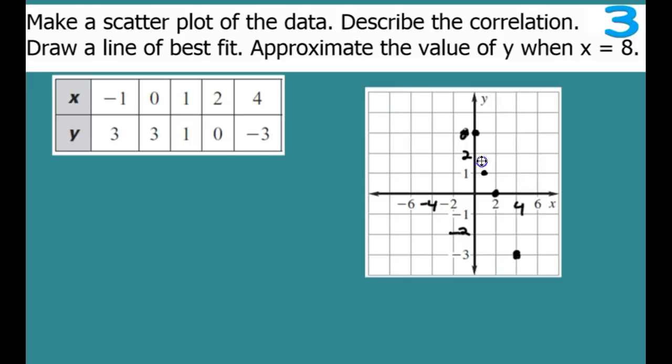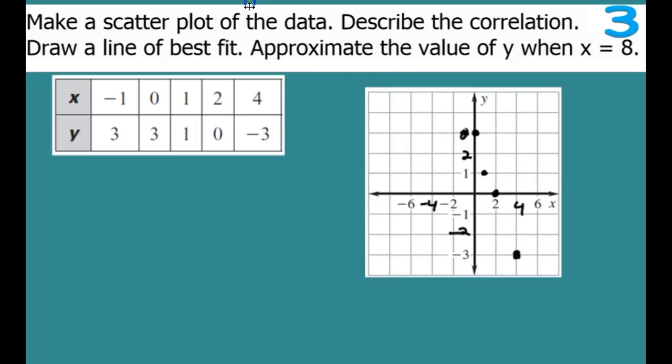I got these points from this table here. So -1, 3 is right here. 0, 3 is here. 1, 1 is here. 2, 0 is here. And 4, -3 is right down here.